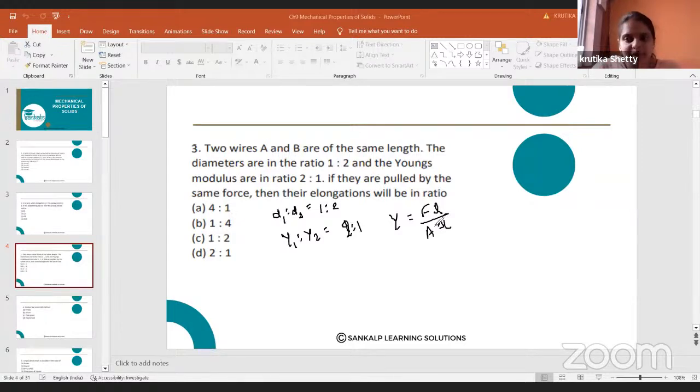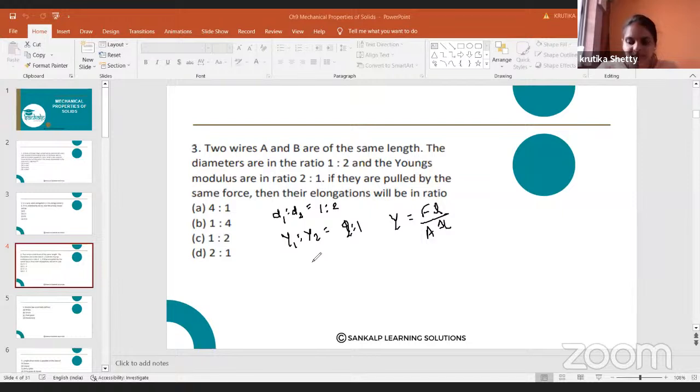After simplifying we are getting this equation. So we need to take the ratio of these two. We need delta L by L. What are they asking here? If they are pulled by the same force, then their elongation will be, right? So you can take the ratio of both the delta L's. Force is same, so we only consider the Young's modulus ratio and the diameter ratio.